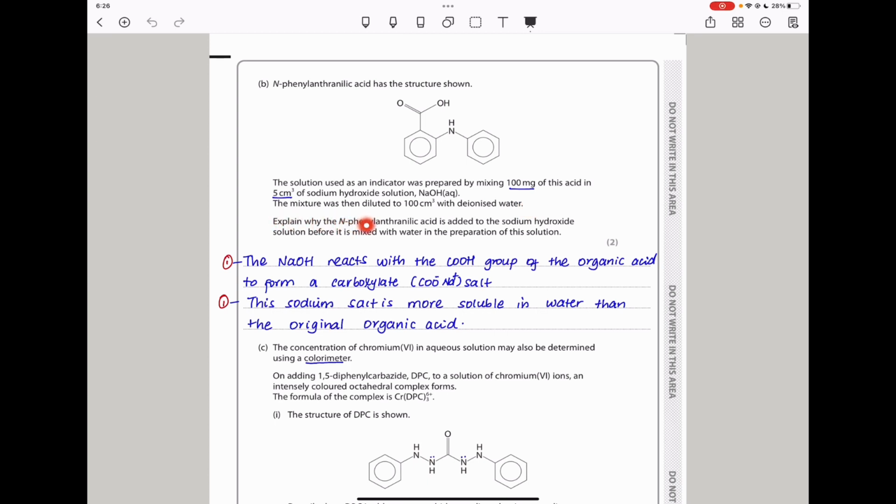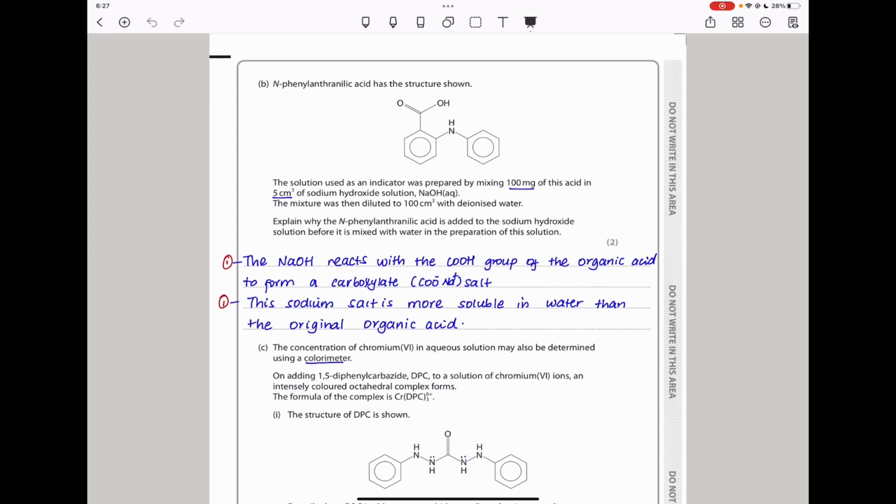Explain why N-phenyl anthranilic acid is added to the sodium hydroxide solution before it is mixed with water in the preparation of this solution. If you look at this acid here, it of course is a carboxylic acid. And what happens when you react a carboxylic acid with sodium hydroxide? You form carboxylic salts. And everybody knows this is going to be a sodium carboxylate. A sodium carboxylate is more soluble than a carboxylic acid, or you would say salts of sodium are very soluble, and that is why it's going to be more soluble than the organic acid or its organic parent acid.